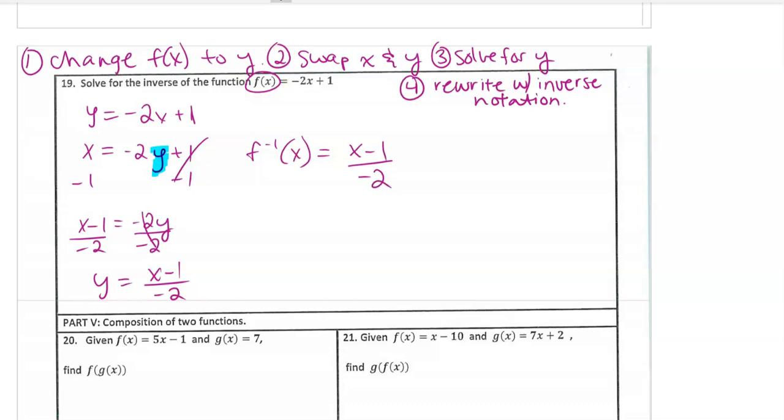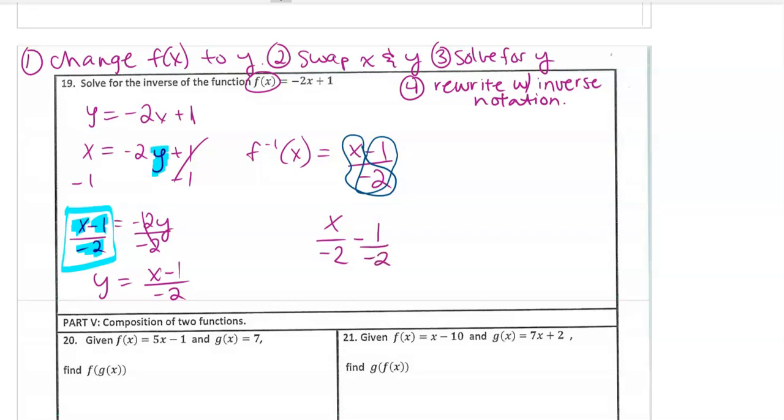Let's talk about this because this was also a problem for a lot of people. When we divide an entire side by a number, both the x and the negative 1 are being divided by negative 2. We can break that up into 2 separate fractions. We can say x divided by negative 2, and we can say negative 1 divided by negative 2. So let's show that. X over negative 2 minus 1 over negative 2.